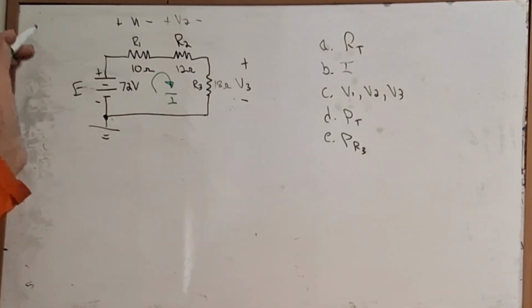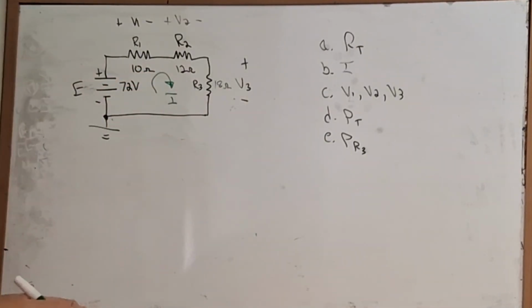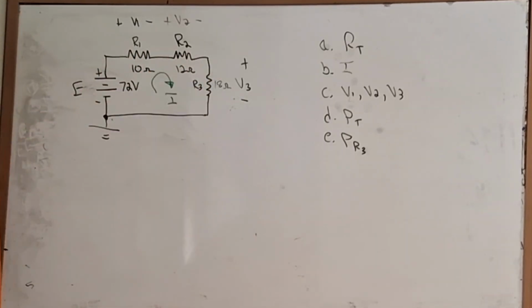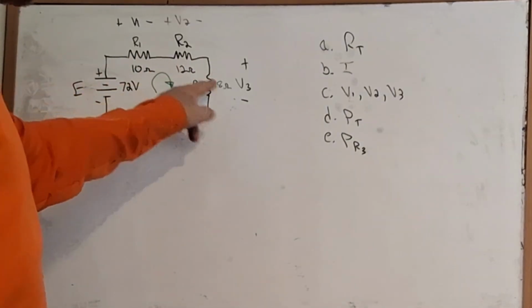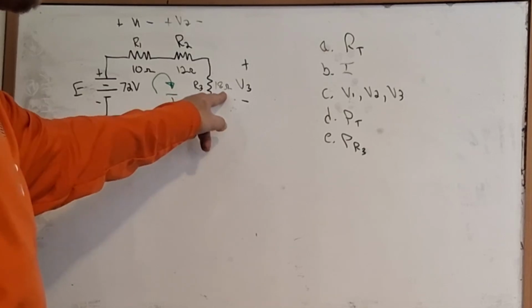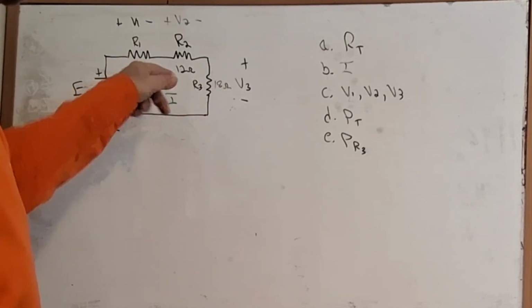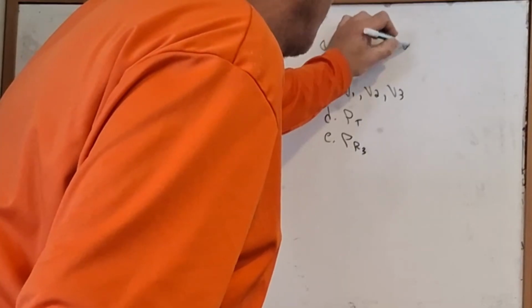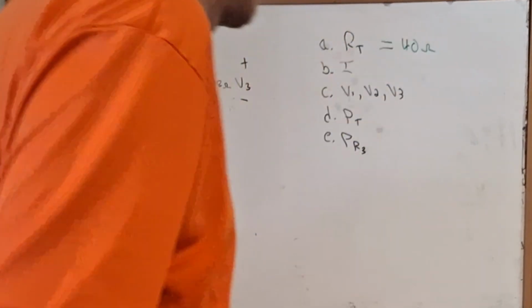There's only one current. The total resistance, we can add all these up together, and that would be our total resistance. 12 plus 18 is 30, and 30 plus 10 is 40. So RT, that's easy. It's 40 ohms.